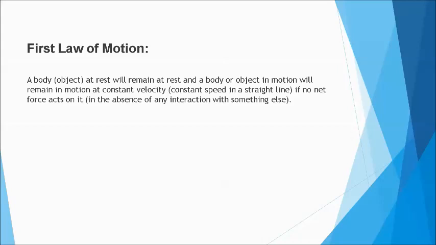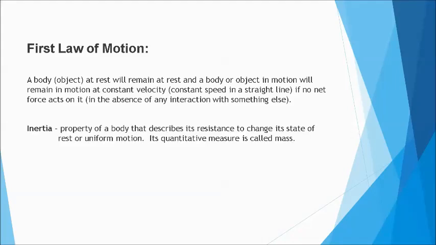Okay, so what's responsible for an object to remain at rest when it is at rest? Or what's responsible for an object to remain moving at constant velocity if it is moving at constant velocity? Okay? So it is inertia. Sabi natin, inertia is a property of a body that describes its resistance, nire-resist kasi, to change its state of motion. So if it's at rest, because of inertia, it remains at rest. And if it's moving, it remains moving.